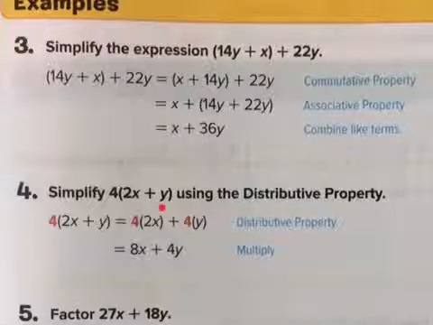Okay, and then you can simplify it as well using distributive property. I have 4 times 2x and 4 times y, right? 4 times 2x, 4 times y equals 8x. 4 times 2x is 8x, and 4 times y equals 4y.